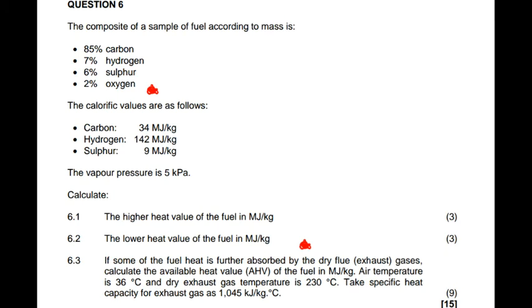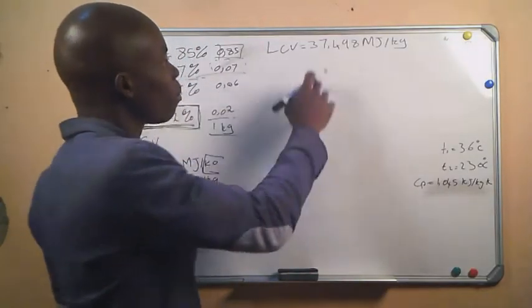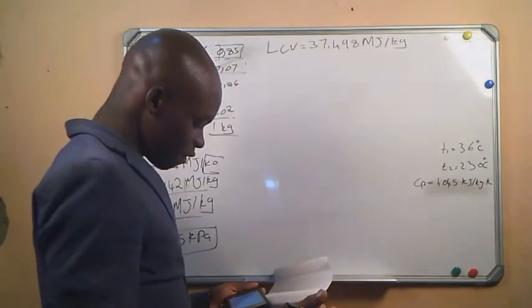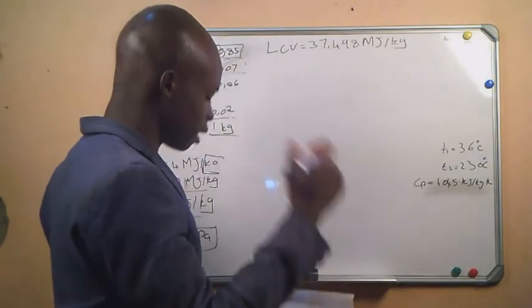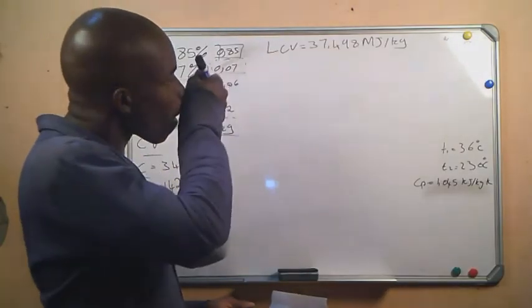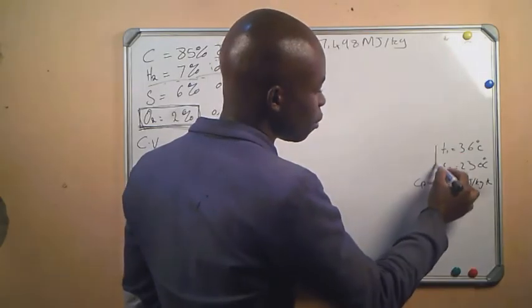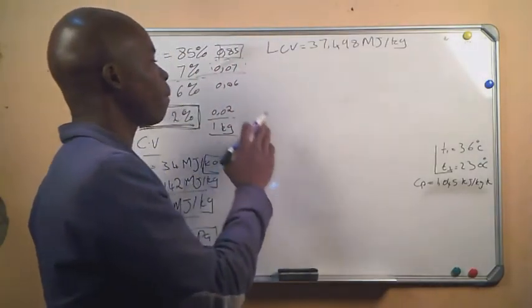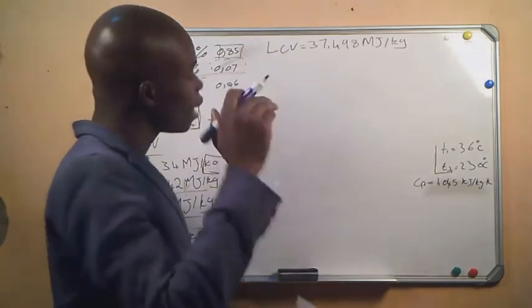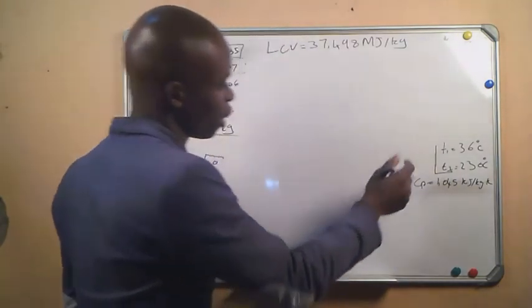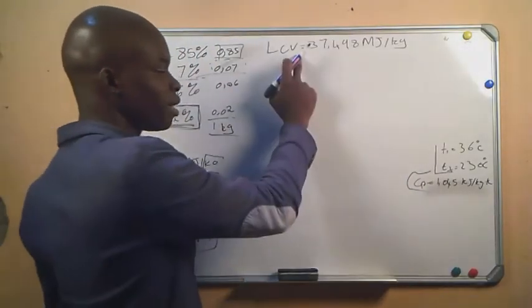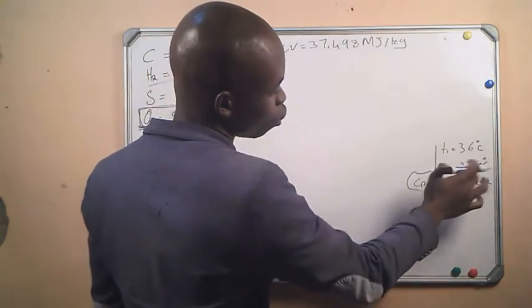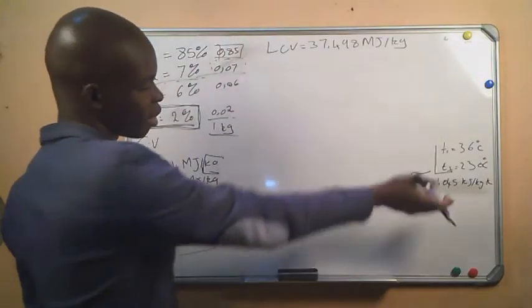So now in this question they are saying, if from this calorific value some of the heat energy is further absorbed by the dry exhaust gases, with this being the temperature difference of the exhaust gases, what will be the available heat value if some of the heat will be absorbed from this stage, so that the rise in temperature will be from 36 to 230 degrees Celsius. And then they gave us the specific heat capacity.